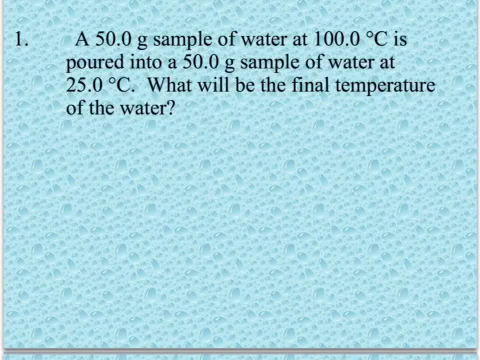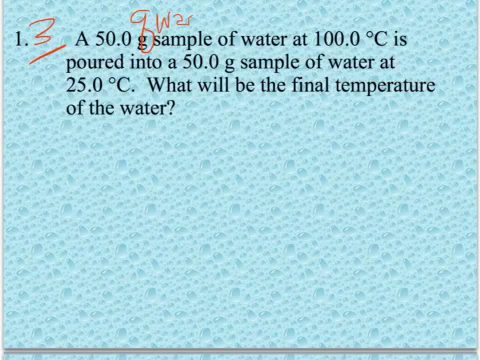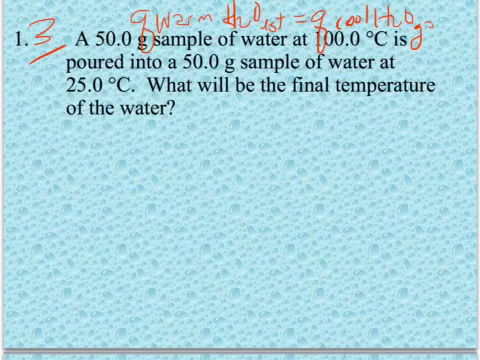This is our last problem for today. In this one, instead of putting a metal in water, we're pouring two samples of water together, one warm, one cool, and seeing what the final temperature would be. So this is our final example. This is number 3. For this one, the Q that the warm water lost is equal to the energy that the cool water gained. So the energy went from the warm water into the cool water.